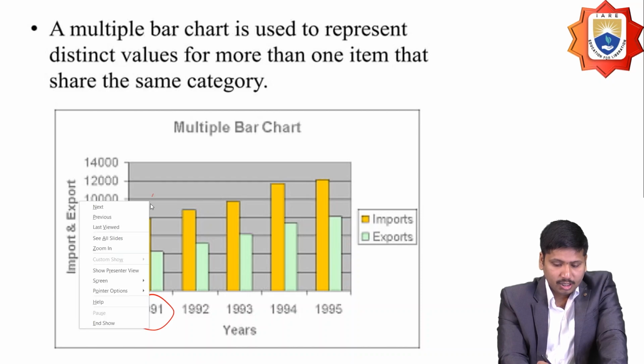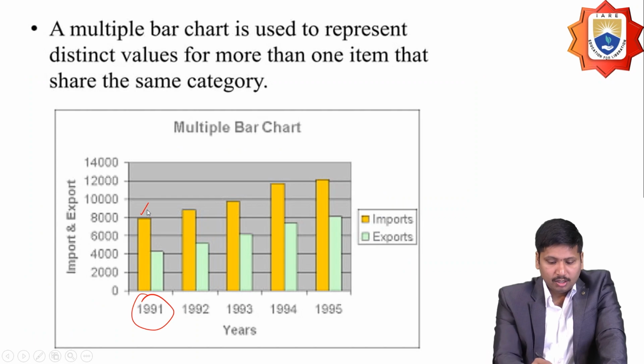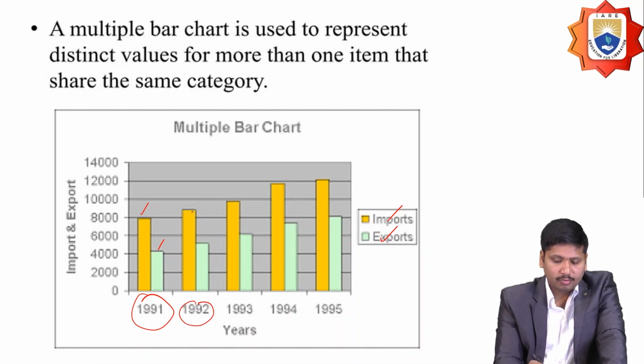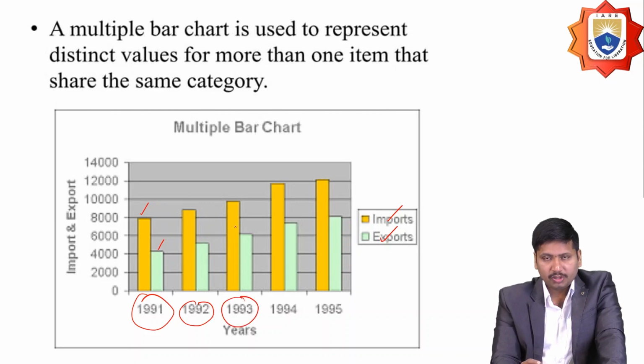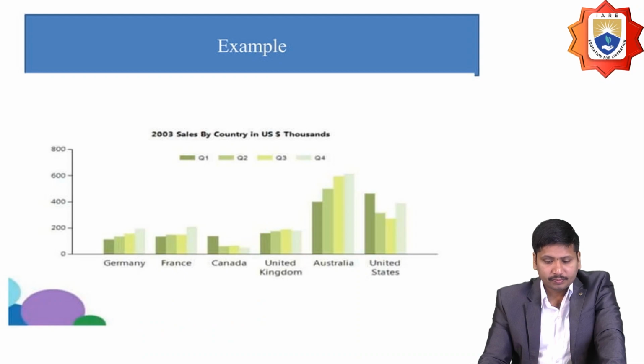I'm going to represent this for import and this for export. These two colors indicate this: yellow should be the import and green should be the export here. So like this, if I want to show, then I have to go for multiple charts. Similarly, 1992 number of imports and exports, and 1993 number of imports and exports. This kind of information I can represent by making use of this multiple bar chart.